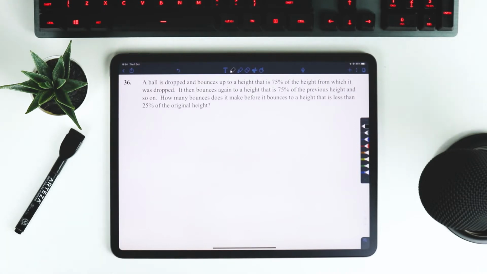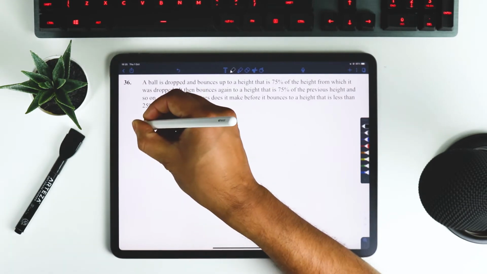And it says here, a ball is dropped and bounces up to a height that is 75% of the height from which it was dropped. It then bounces again to a height that is 75% of the previous height, and so on. How many bounces does it make before it bounces to a height that is less than 25% of the original height? Okay, 25% is quite a large chunk, right?